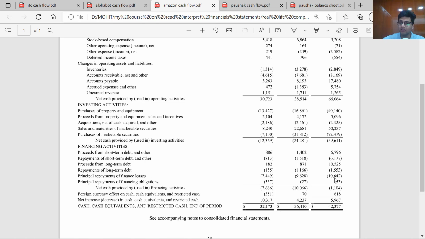Financial leases are just another way of long-term debt. So effectively, you can see the majority of the amount Amazon had was actually used in purchase of marketable securities, and they have not made any dividends or buybacks to their investors. Effectively, the net cash flow from financing activities is only $1 billion. I say only because we are dealing with $66 billion of operating cash flows.